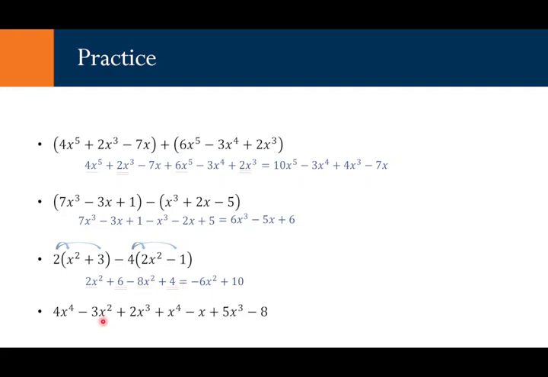And the last one. So this is already no parentheses, so we just find the like terms and combine them. So 4 of these plus 1 more of these. So there's a 1 there. We just don't write it. Gives us 5. And then 2 of these plus 5 of these gives us 7 of x cubes.